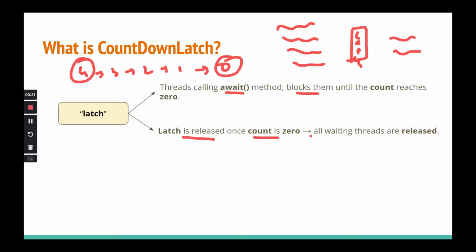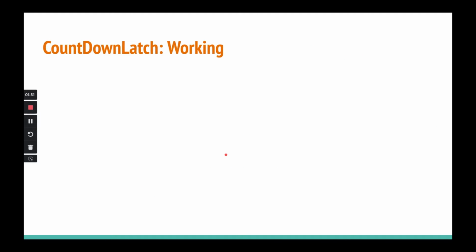The latch is released once the count is 0, and then the waiting threads are released, the latch is going to open, and these threads are going to proceed with their execution. So this is a one-shot mechanism, which means once the latch's count is back to 0, you cannot reset it. Okay, so this is a one-shot process. The count cannot be changed or reset. So now let's see the working of this.